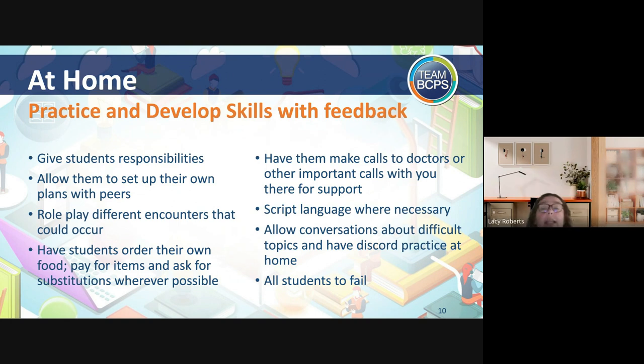And keep in mind that all students fail. Part of growing up is learning and experiencing and growing. And sometimes that means we fall down. That's a normal part of development. Absolutely. I completely agree with that.